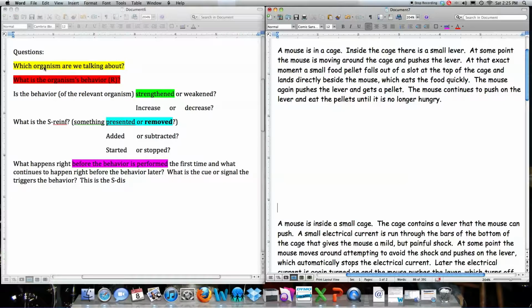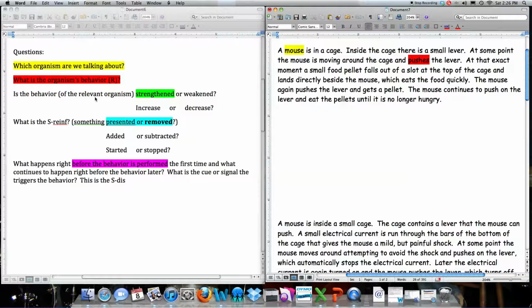Question 1, which organism are we talking about? I don't think there's any confusion in this particular example. We've talked about it in class. We're talking about the mouse. The mouse is our organism here. What is the organism's behavior? What is the behavior that the mouse does? Well, pushing on the lever. So the mouse is our organism, and pushing on the lever is its behavior.